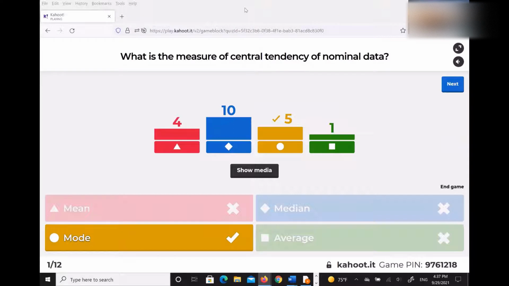Right, so the answer is the mode. So when the data are nominal, then you use the mode to measure the center of that data set. So when the data set is categorical and nominal, then you're going to use the mode to measure the center of that data set. Okay. All right, let's move on to the next one.